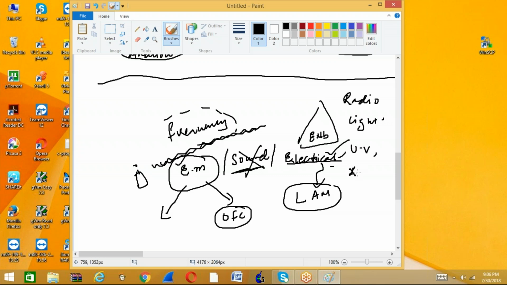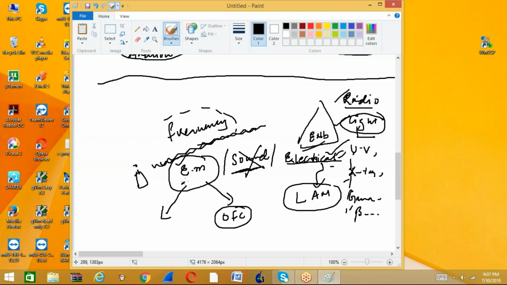X-rays are electromagnetic, and gamma rays are electromagnetic. Beta rays are electromagnetic. So there are so many electromagnetic signals, all are electromagnetic. Out of this, only light is visible, and the remaining are all invisible. Why are they invisible? Because their frequencies are different. The only difference between these is that the radio signal's frequency and the light signal's frequency are different.